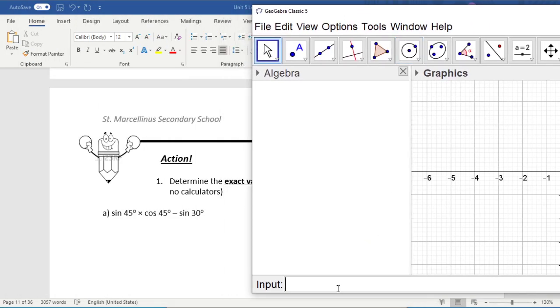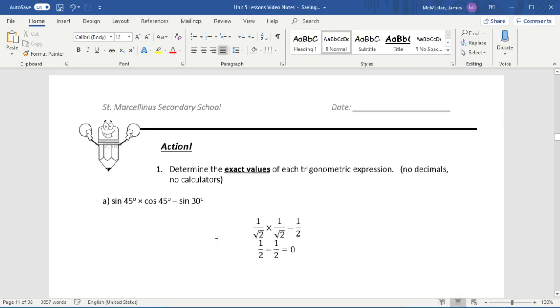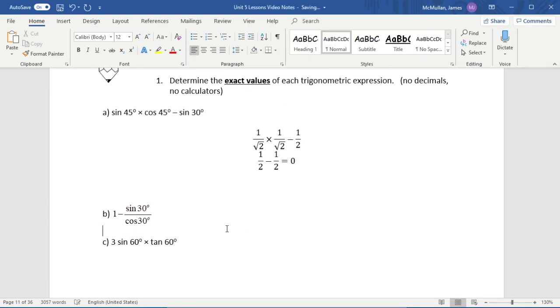Okay, so I'm going to go sine 45 times cos 45, take away sine 30. Of course, it gives me 0. Okay, let's try another one.